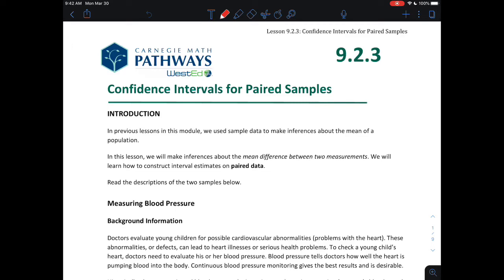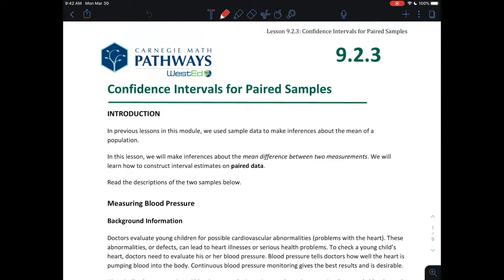Lesson 923, Confidence Intervals for Paired Samples. In previous lessons in this module, we used sample data to make inferences about the mean of a population. In this lesson, we will make inferences about the mean difference between two measurements. We will learn how to construct interval estimates on paired data.